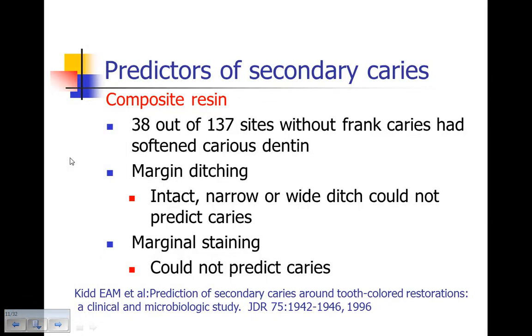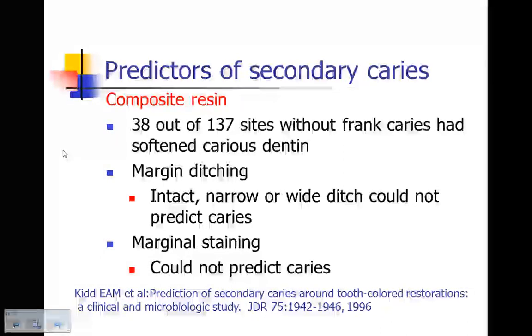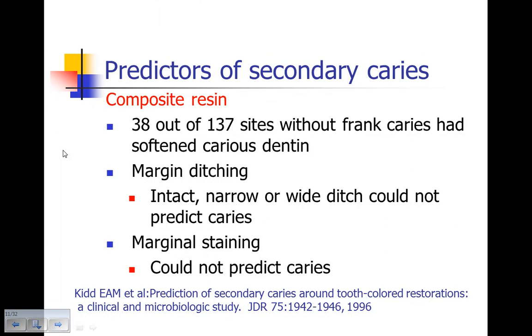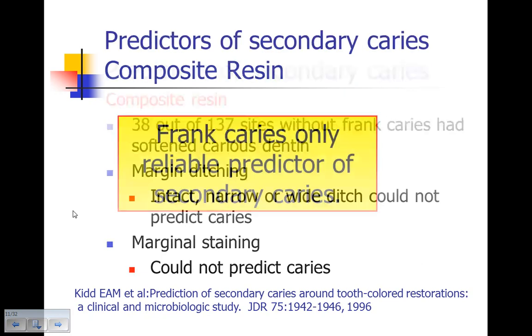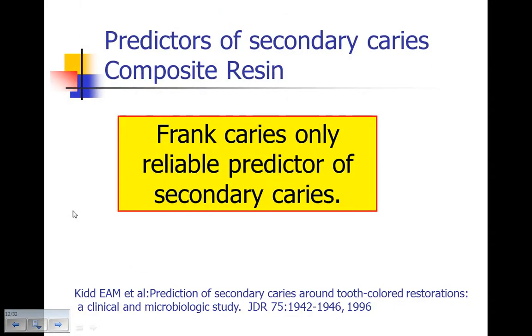In fact, when we take a look at sites in this research study without frank caries, only 38 out of 137 sites had softened carious dentin. Even in the presence of marginal ditching and marginal staining, those were not ways of predicting the presence of secondary caries around composites. It was only the presence of frank caries, caries that's obvious that we can detect, as a reliable predictor of secondary caries.